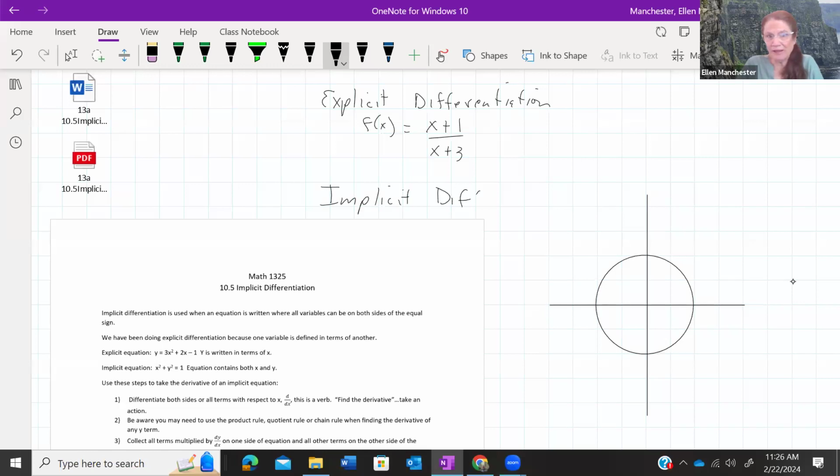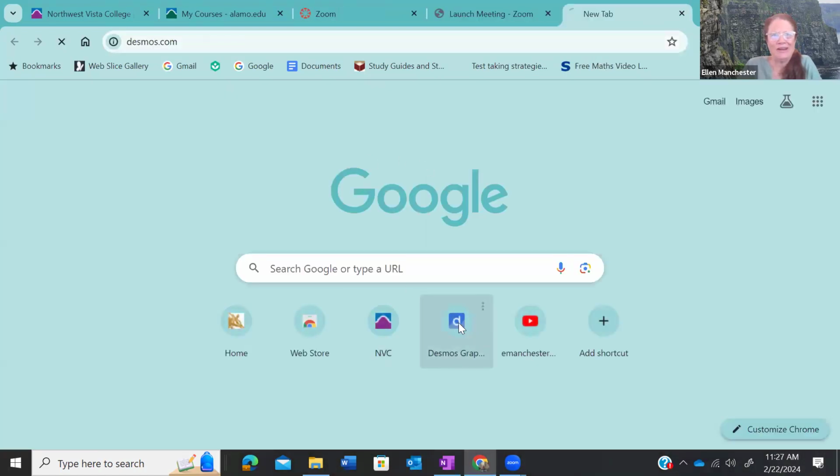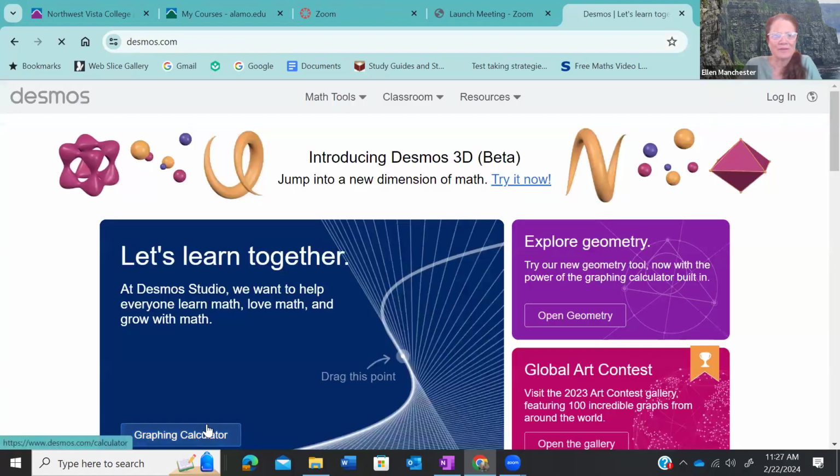differentiation. We're still finding the derivative, but now we have functions that look like this. So this is actually what's called a non-function. So remember, let me get back to it. Oh darn, I lost it. I lost that too. Hang on, let me grab it.